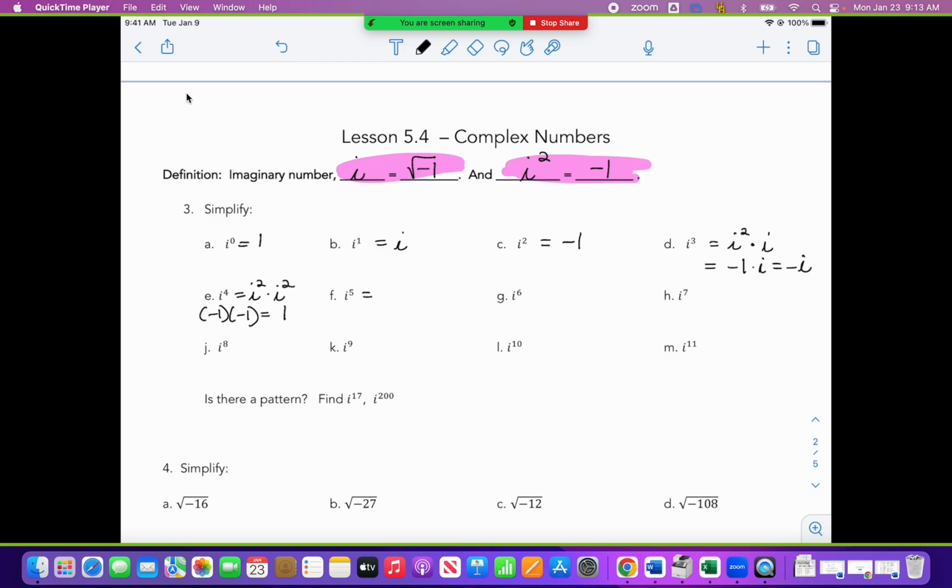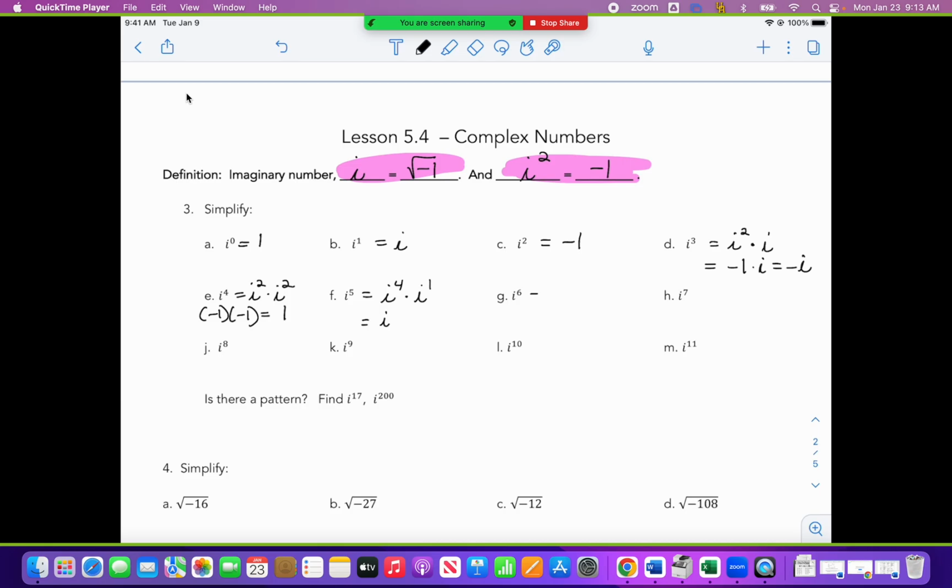So I to the fifth, here's something kind of nice. I to the fourth is 1. We just figured it out. So I can rewrite I to the fifth using my exponent properties as I to the fourth times I. So then what is I to the fifth? Nope, it's not I to the negative 1. It's not negative 1. It's I, right? Because what's I to the fourth? 1. 1 times I is I.